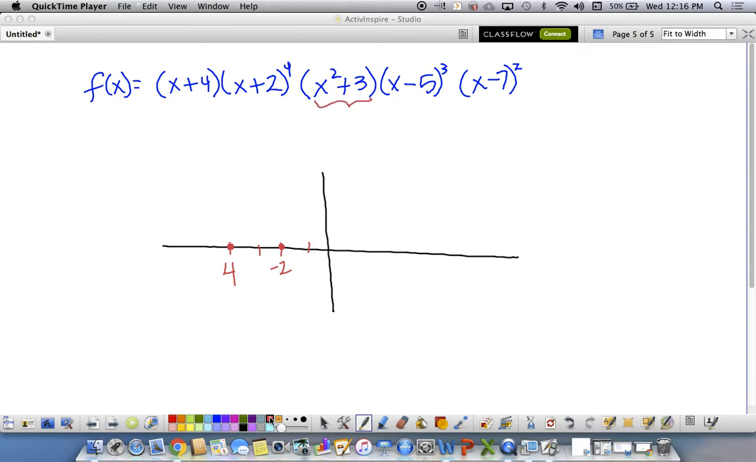X squared plus 3. Subtract 3, take the square root. We can't take square roots of negatives. So this will not have a 0.